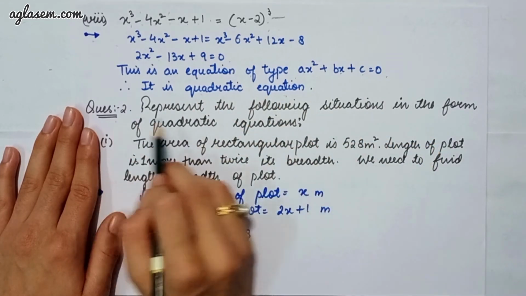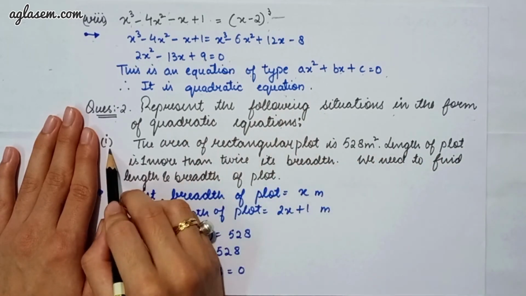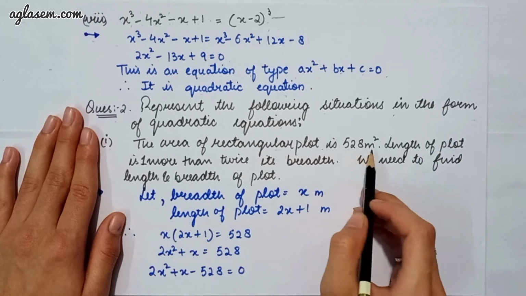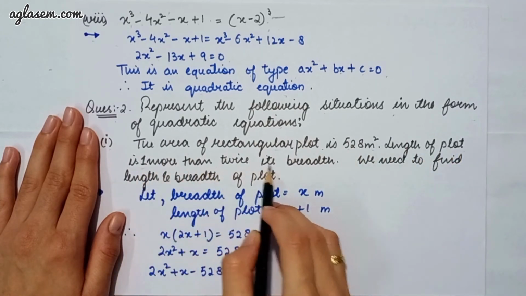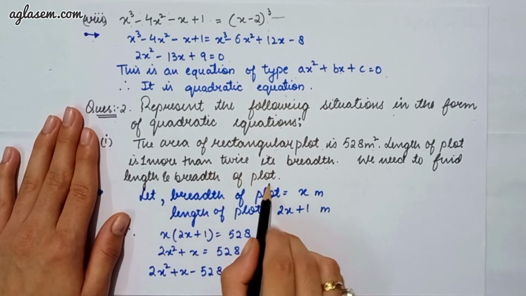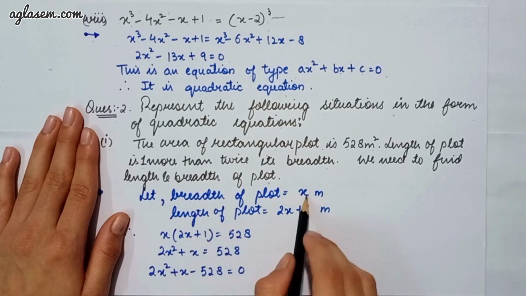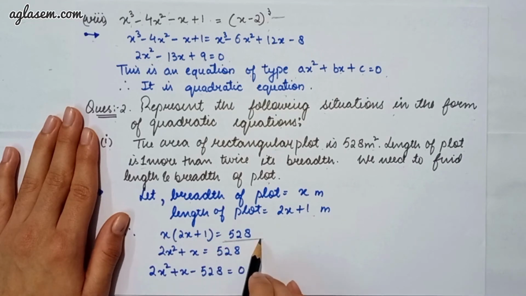Second question says represent the following situation in the form of quadratic equation. First part says the area of rectangular plot is 528 meters square. Length of the plot is 1 more than twice its breadth. We need to find length and the breadth of the plot. So here we can have breadth and length of the plot be x and 2x plus 1. So x into 2x plus 1 equals to 528. It will give you an equation, that is 2x square plus x minus 528, which is equals to 0.